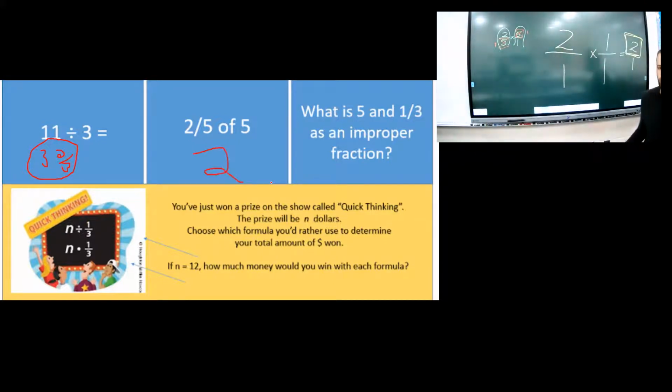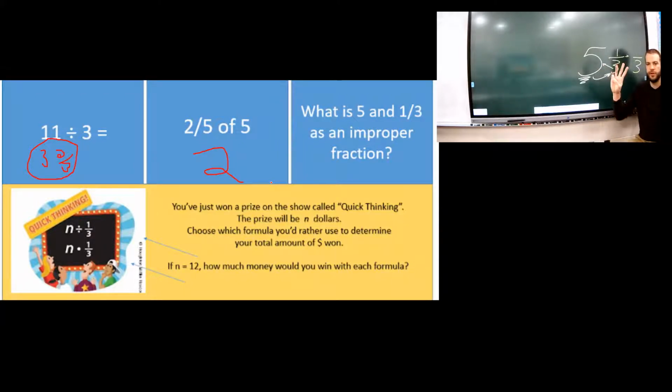What is 5 and 1/3 as an improper fraction? So we have 5 and we have 1/3, and we want to turn it into an improper fraction. Remember, an improper fraction means you have no whole number, you only have the fraction. And if you only have the fraction, we've got to turn this into thirds. 1 whole is worth how many thirds? 3 thirds. But I don't have 1. I have 5. So I multiply.